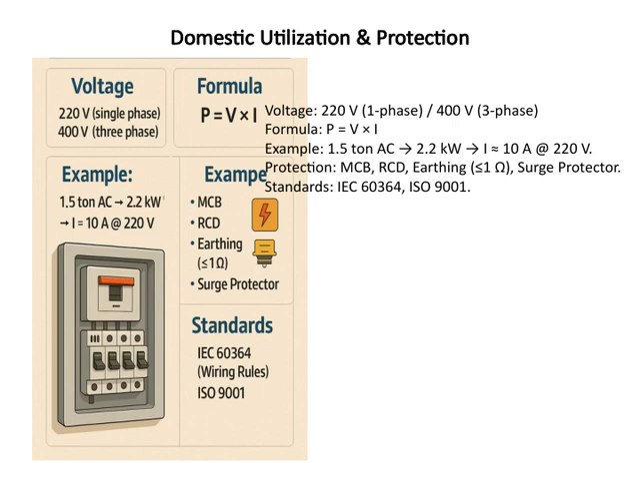It's also important to adhere to certain standards, like IEC 60364, which covers electrical installations, and ISO 9001, ensuring quality management. These standards help us maintain safety, reliability, and efficiency in our electrical systems. Connecting all these points, proper utilization and protection are fundamental to safe domestic electrical systems, aligning with our overall goal of safe and efficient electrical practices at home.